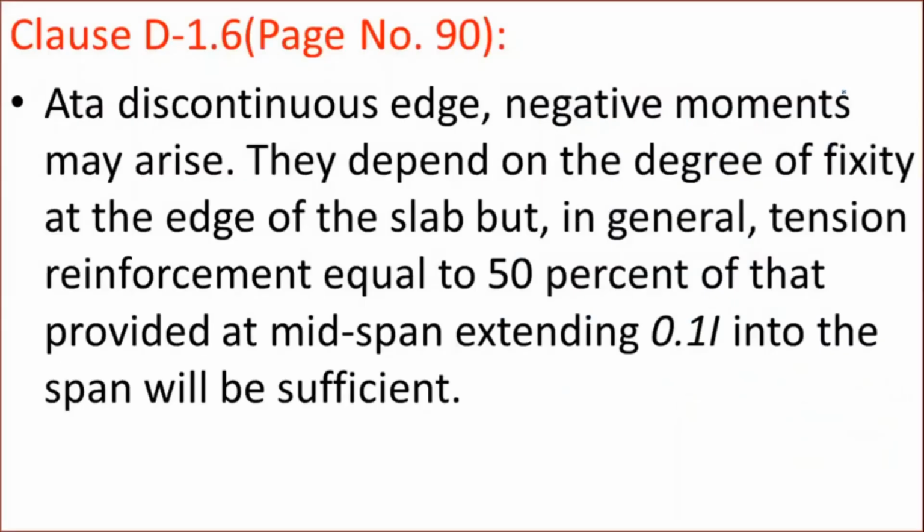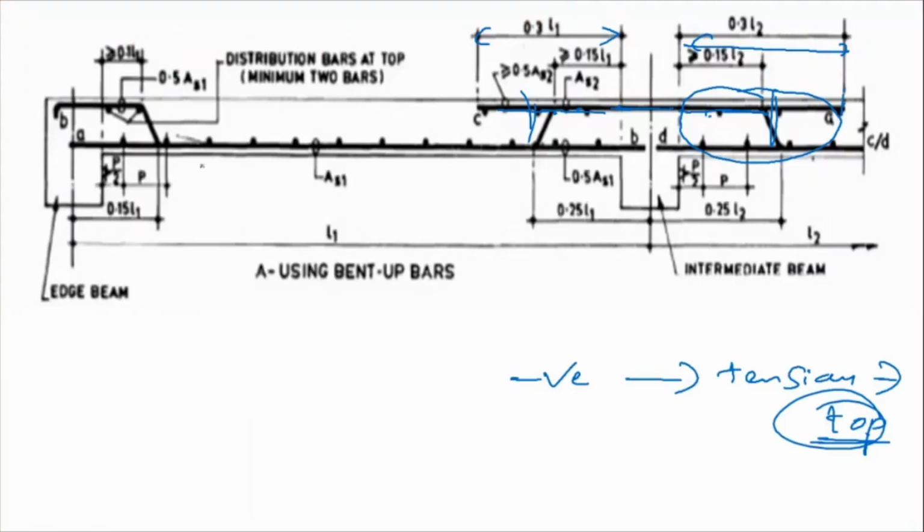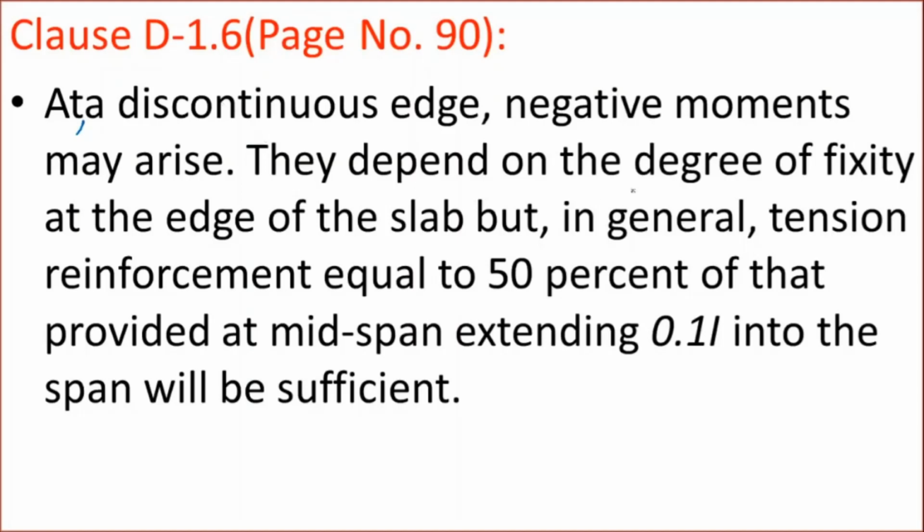Next clause is at a discontinuous edge. At a discontinuous edge, negative moment may arise. Usually if it is a discontinuous edge, which is like this, then here the bending moment will be 0. But in certain conditions, negative moment may arise here. For that, what the IS code is saying is that negative moments depend on the degree of fixity at the edge of the slab. But in general, tension reinforcement equal to 50% of that provided in the mid span, extending 0.1 into the span, will be sufficient.